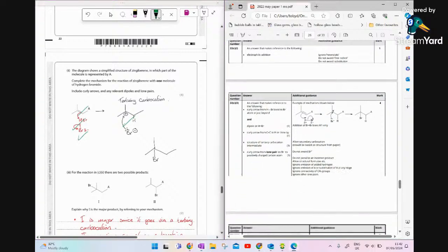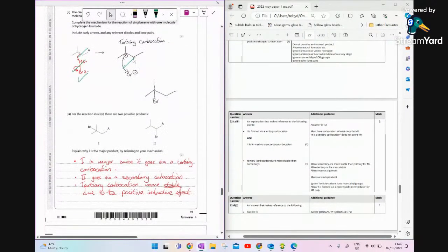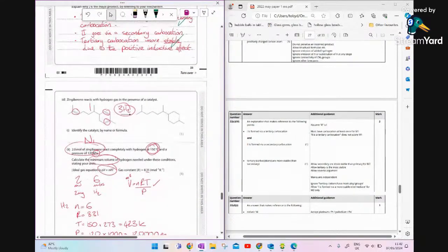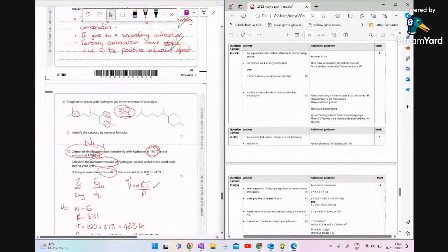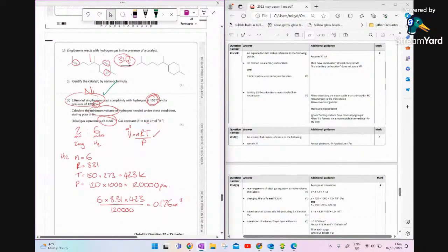Love it. Next, it forms a tertiary carbocation. Yep, and tertiaries are more stable than secondaries. Amazing. Next, nickel. Boom. Thanks so much. Hydrogenation, 150 degrees. That's what I'll say from now on.